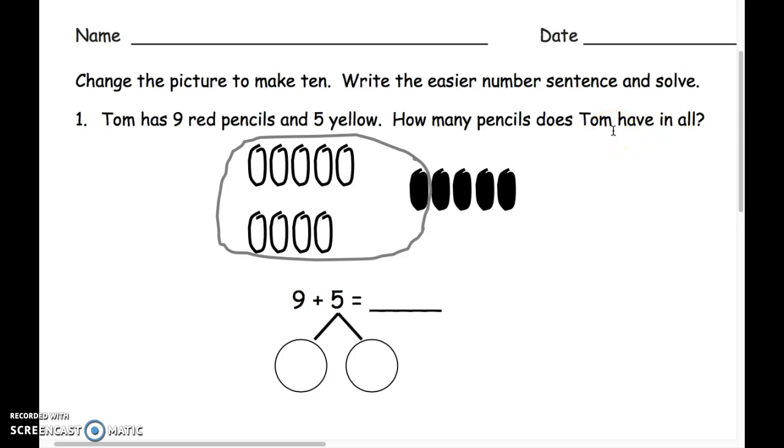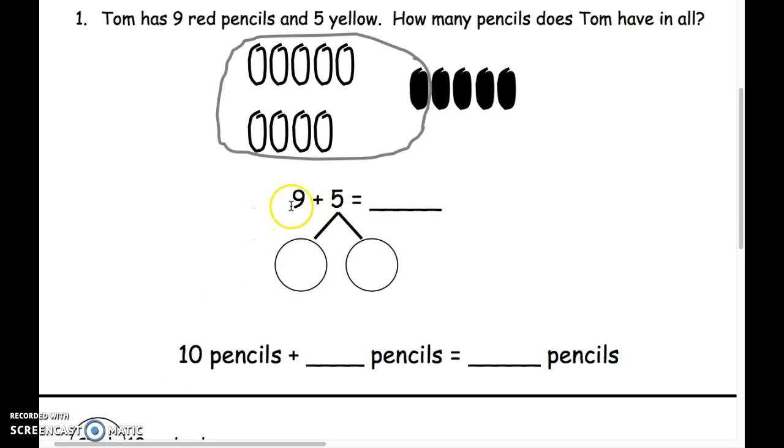So what your standard says is you need to make a 10. So I know that I have 9, and if I take 1 from the 5, then I know that's going to make 10. So I'm going to take my 5 apart. I'm going to give this 1 to the 9, and then I'm going to write here what I have left over. So I have 1, 2, 3, 4 left over. So I know that I have 9 and 1 is 10 pencils, and then here's my number I have left over. I know I need to put that here. And then what does it equal? And then whatever it equals here, that's obviously what 9 plus 5 equals.